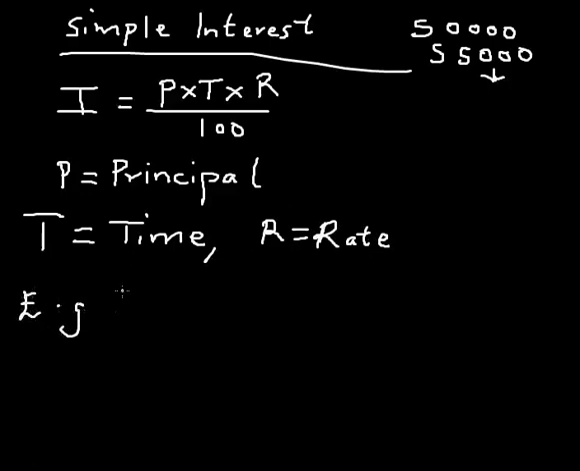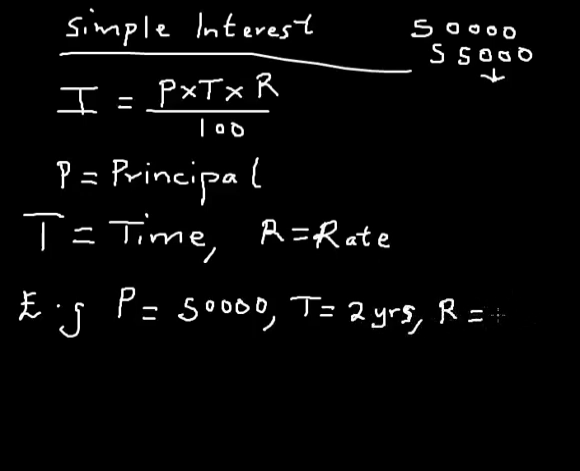let's say a man borrowed 50,000 for a duration of 2 years, and he is supposed to repay at the rate of 2% per annum, that is 2% every year. So how then do we calculate the simple interest?